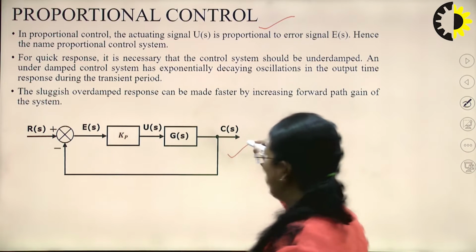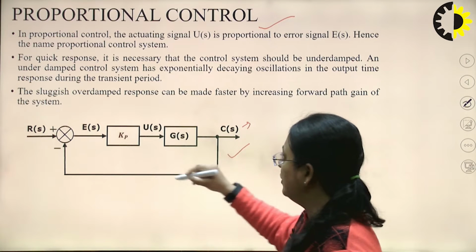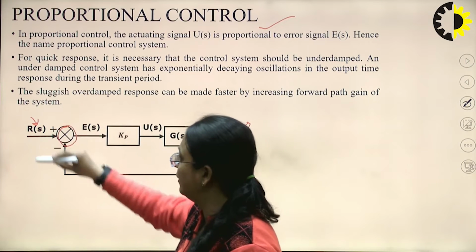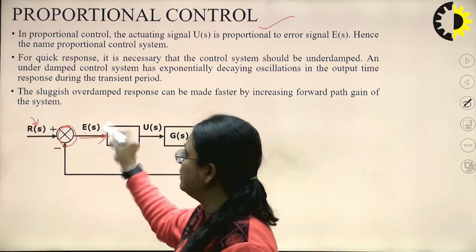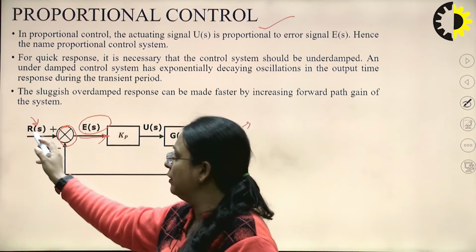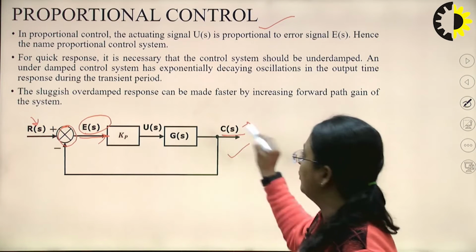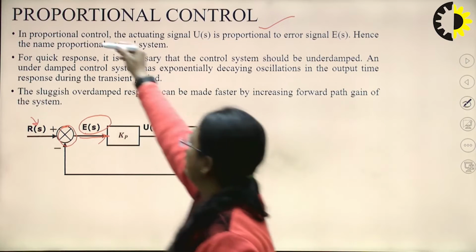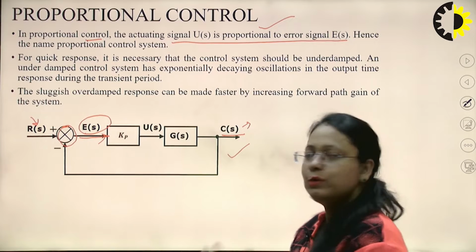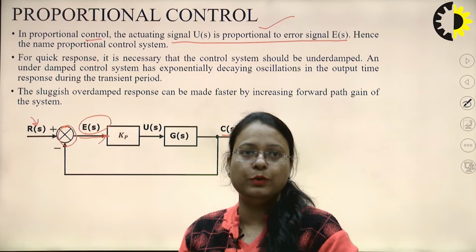This is the block diagram for a second order system. Here C(s) is the output of the system, R(s) is the input applied to the system, and this is the error detector which is detecting the error. E(s) is the error signal generated from the difference of the reference input and the feedback signal obtained from the output. You can see that in the proportional controller, the actuating signal is proportional to the error signal. That is why this controller is called the proportional control system.